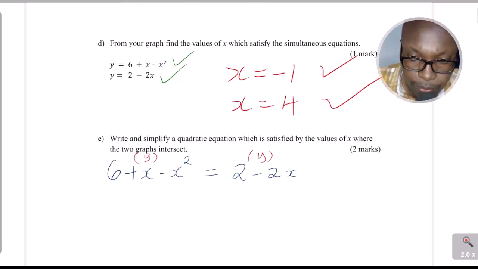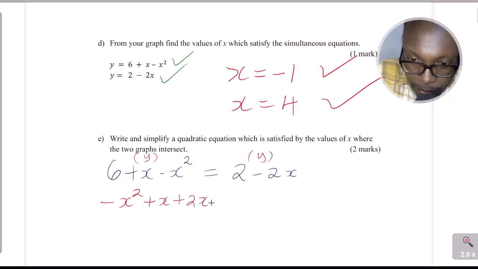2 graphs meet. So from there, forming a quadratic equation, you just need to reorganize these values. We'll have on the left hand side -x squared, and then plus x. I can bring -2x, which is on the right hand side, to the left hand side to have 2x.